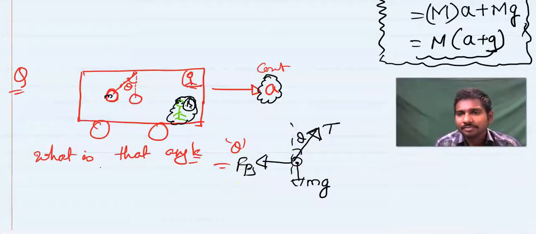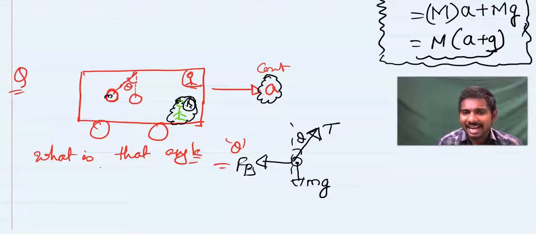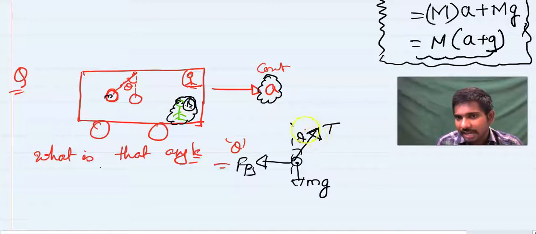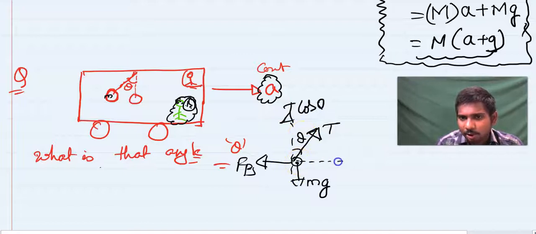According to the man sitting in the car, the bob should be at rest. If it is at rest, the net force on it should become zero. So I will try to resolve this tension into two components. This resolution I have taught you already. With theta, the adjacent side is T cos theta, and the opposite side is T sin theta.